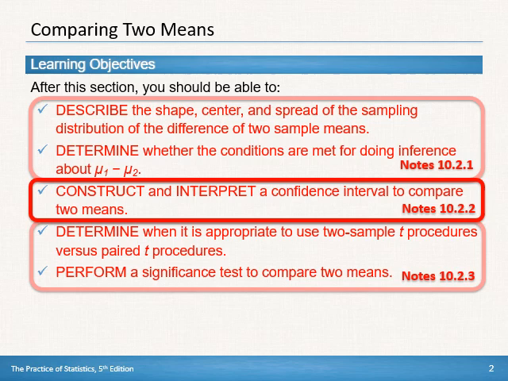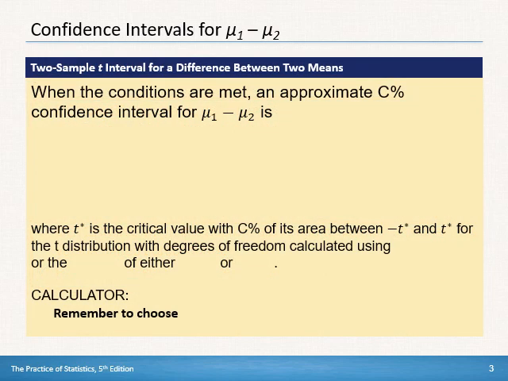Today's 10.2.2, we're going to construct and interpret confidence intervals for the difference in two means. So we're going to try to estimate the difference in two means from two different populations. And again, we're going to use our 4 steps. All right, so a couple of details before we get to our 4-step process.